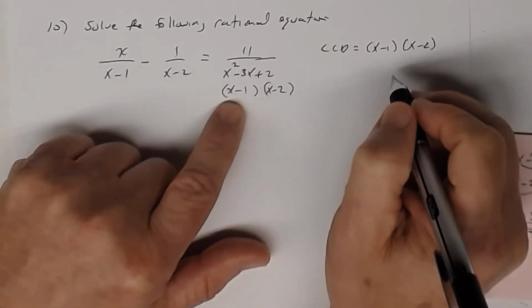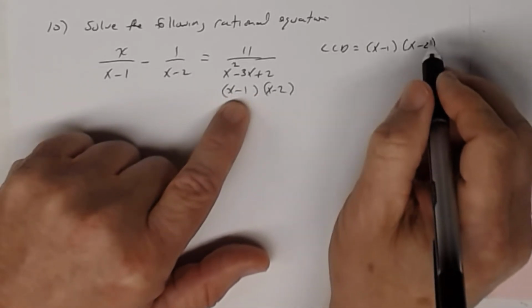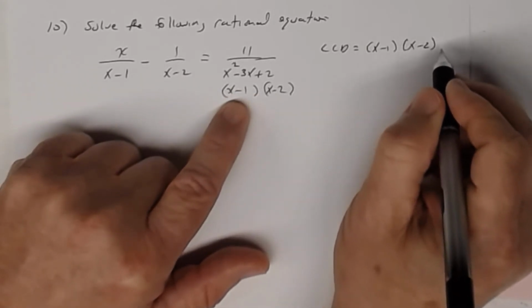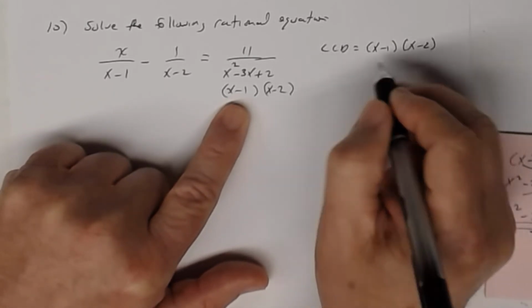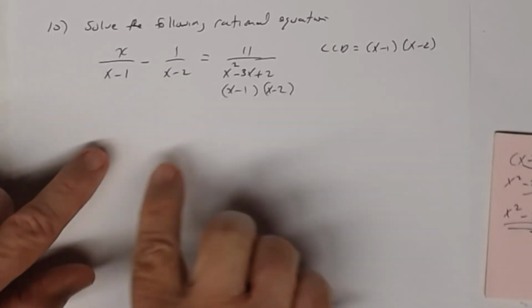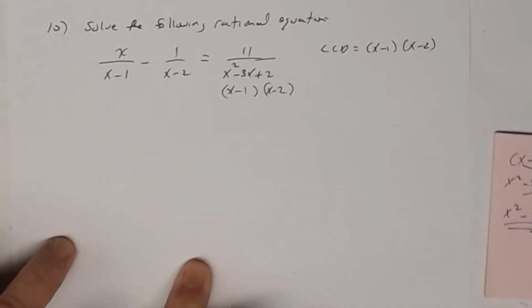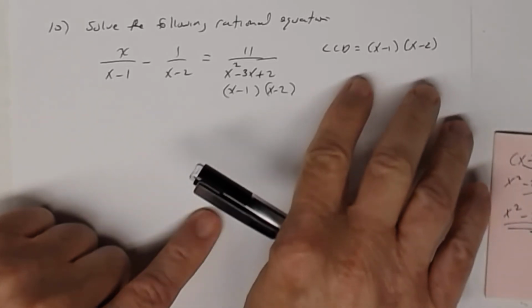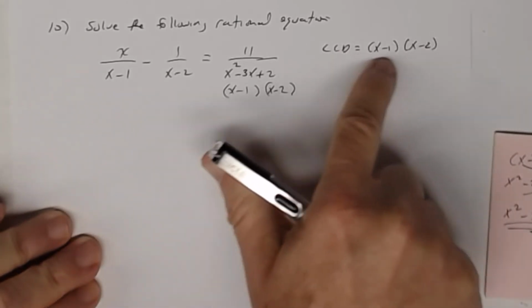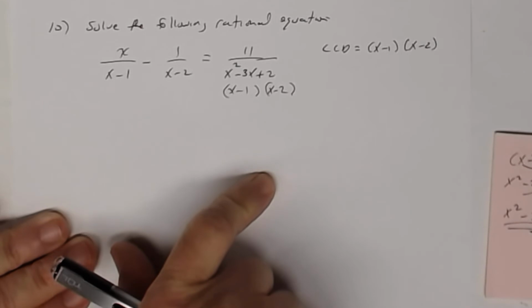Okay, the next one I see is an x minus 1. I already have it. Don't list it again. Do not list it again because then it's no longer a least. It's a common denominator but not a least, and then that's going to make things so much more difficult for you. The next factor you see is x minus 2. I already have it. So my least common denominator is just a product of these two linear factors.